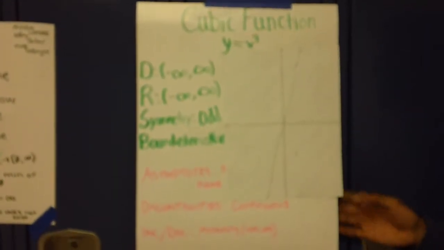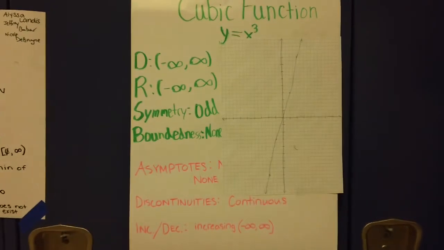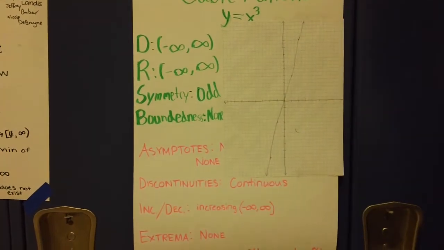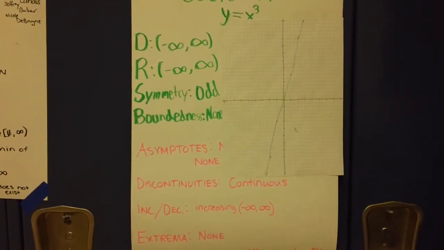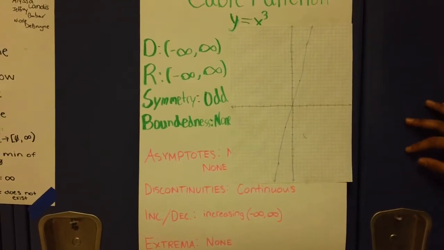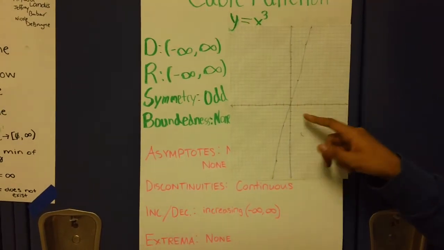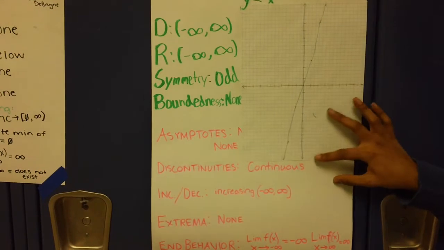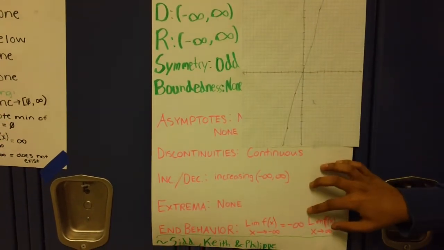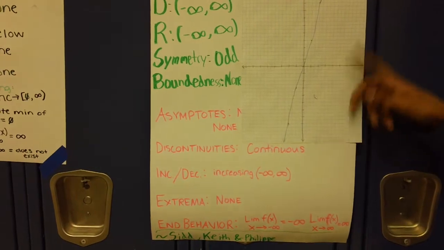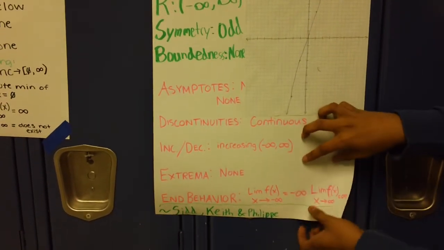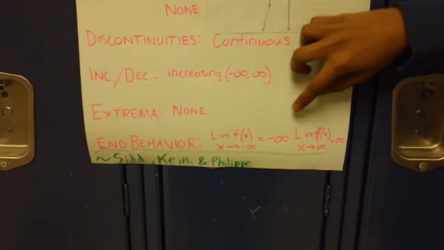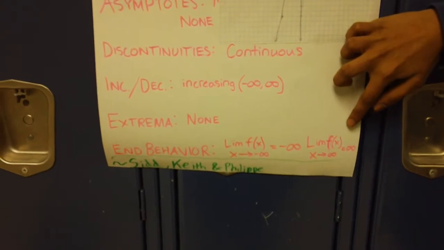We have the cubic function here. Its equation is y equals x cubed. It's pretty beautiful. The domain spans over negative infinity to infinity, and the range is also negative infinity to infinity. It is symmetrical in regards to the origin, so it is odd, and it is not bounded. There are no asymptotes, and there are no discontinuities. It is a continuous function. It's increasing from negative infinity to infinity. There's no extrema, and the end behavior, the limit of f of x as x approaches negative infinity is negative infinity, and the limit of f of x as x approaches infinity is infinity.